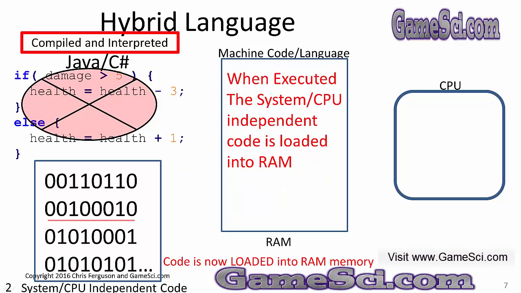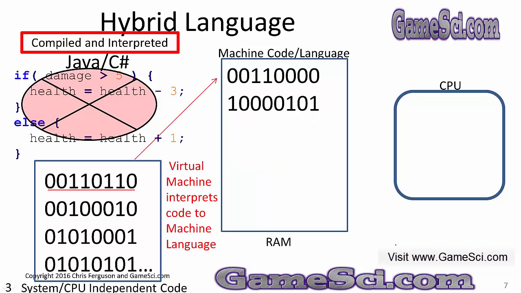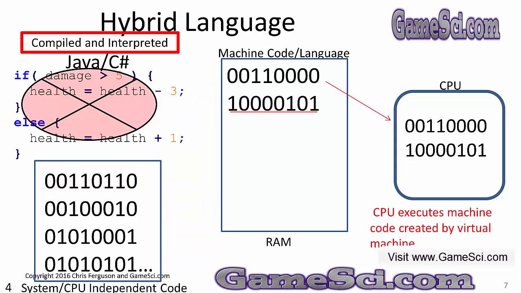When executed, the system or CPU independent code is loaded into RAM. It's sort of a three-step process. You start with the source code, then you go to the system independent code, then you turn it into machine code. That's a hybrid language. Take this system independent code, and a piece of software called the virtual machine will interpret this system independent code into machine language. Once it's in machine language, it'll get loaded into the CPU and executed.